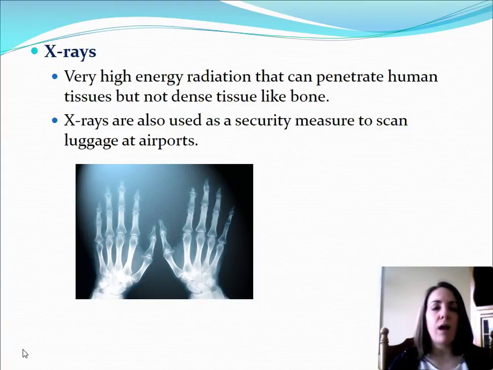Okay, so then higher still on our electromagnetic spectrum is the X-ray. Now we're getting to a point where we're talking about very high energy radiation, and these are things that we would not want to be exposed to for an extended period of time. X-rays can penetrate human tissue, but they cannot pass through dense tissue like bone. That's why they're very good for taking images of our bones to help diagnose disease or injury.